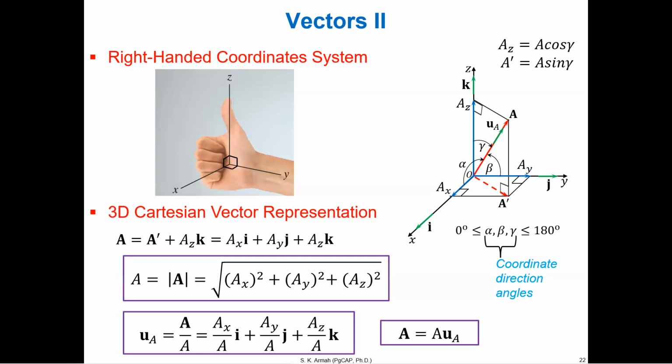So then we'll move to 3D, that is in space, where the vector is in space. So we define it in X, Y, Z space. The unit vectors in the X, Y, and Z directions are I, J, K, respectively.